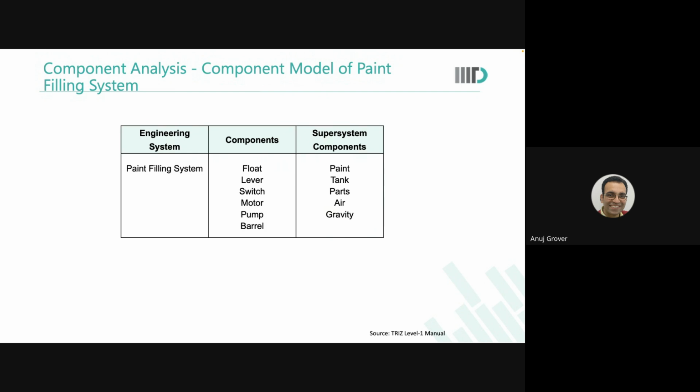Sorry? All the components, whether they are system components or super system components, you have to consider them. Because paint moves, paint is coming into the system and going out, paint is a consumable here. It is not a part of the engineering system. That paint could be considered as a target of the pump, for example.